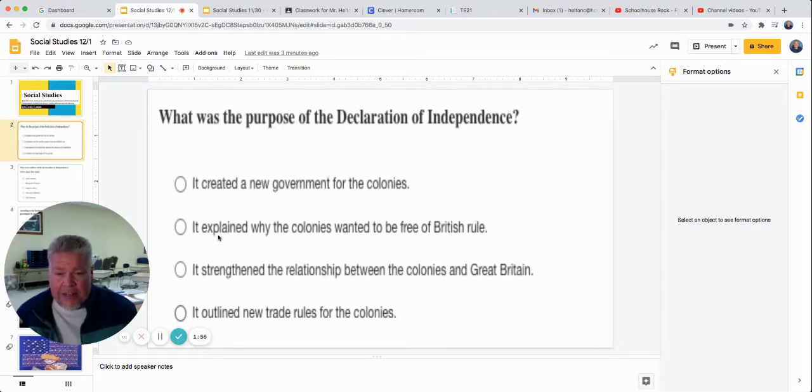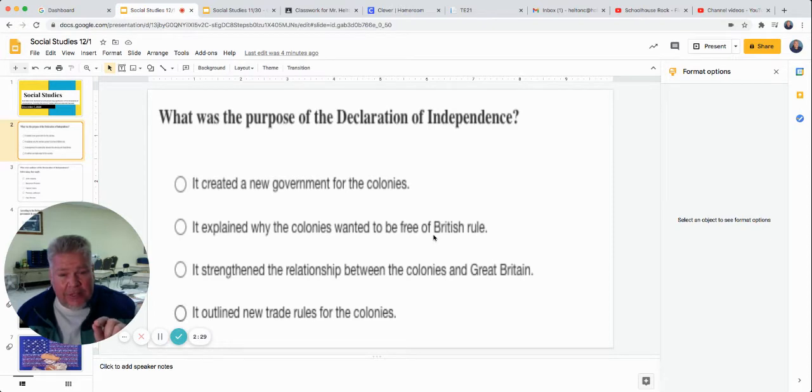The Declaration of Independence explained why the colonies wanted to be, here's the key word, free of British rule. Independence means freedom. It was a declaration of our freedom from British rule. The correct answer is the Declaration of Independence told England, King George, hey, we want to be free from all of your rules and all your laws and all your taxes. So try to get that in your head, okay?